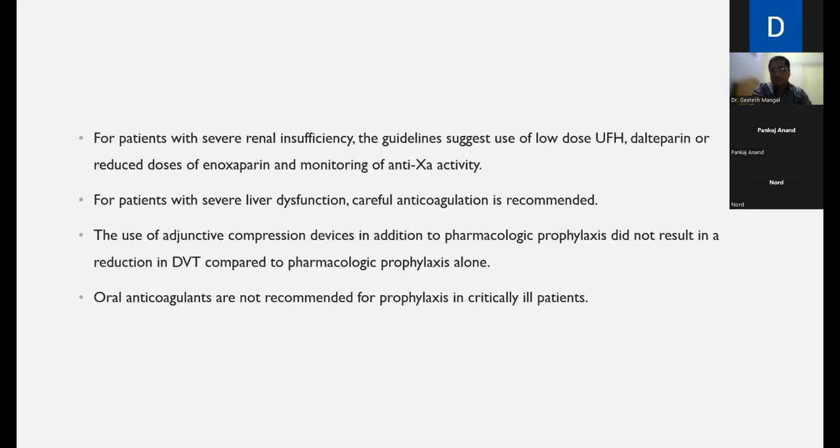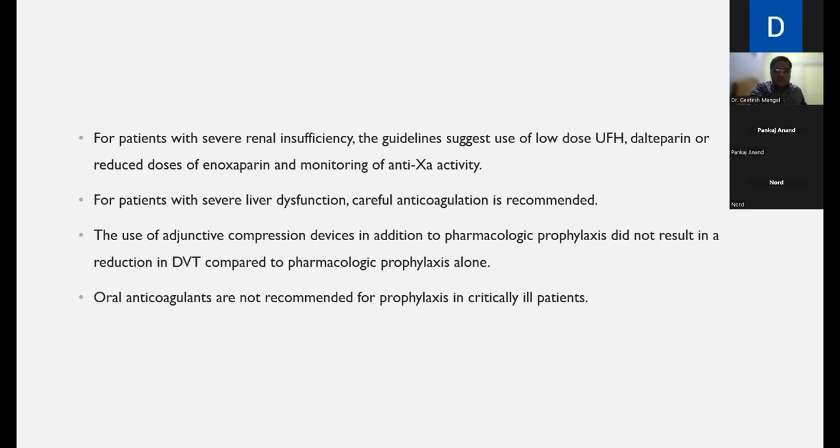For patients with renal insufficiency, unfractionated heparin or dalteparin is preferred over enoxaparin, which is the most commonly used drug for anticoagulation. We have to monitor the anti-Xa activity in renal failure patients if we are using enoxaparin. For patients with severe liver dysfunction, anticoagulation is challenging and we have to titrate it very carefully, because PT/INR and aPTT are not very good markers. So it is very challenging to achieve anticoagulation in these patients, but it should definitely be considered.